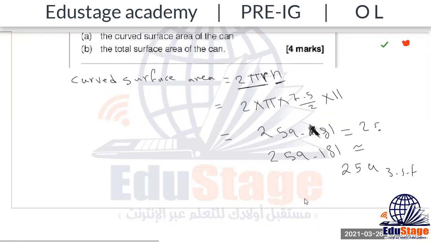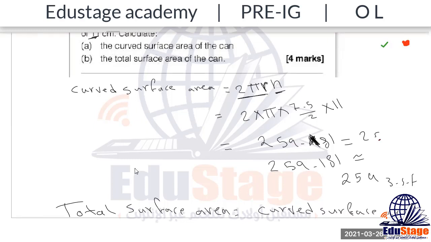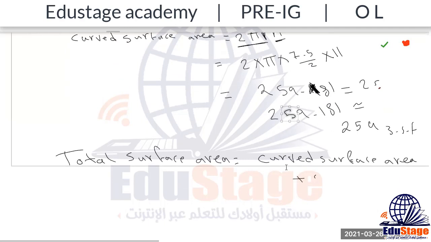We need now only to calculate the total surface area. The total surface area equals the curved surface area plus 2 pi r squared. So the total surface area is the curved surface area added to 2 pi r squared.